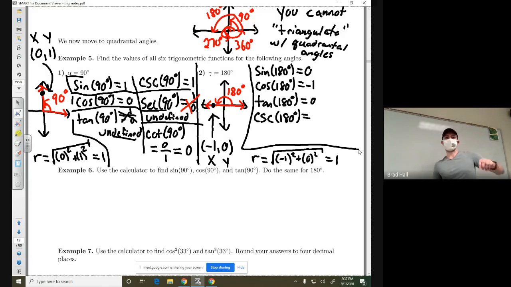Cosecant, you could think about it as sine flipped. So what would cosecant of 180 degrees be? Yeah, that would be undefined. Because if you think about it formulaically as well, it would be R divided by Y. What's Y? Y is 0. So naturally, dividing by 0, it's not good.